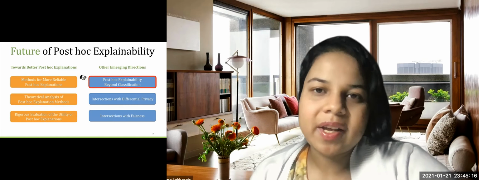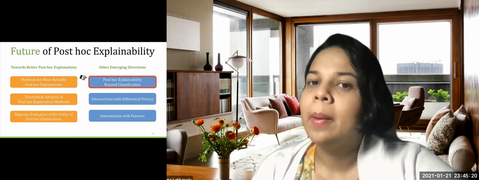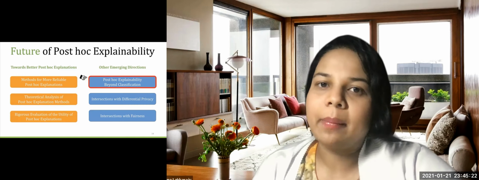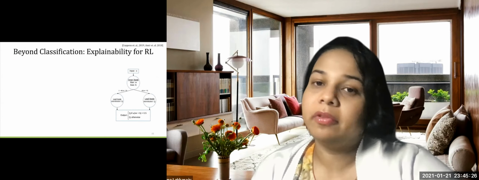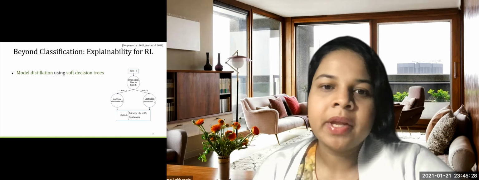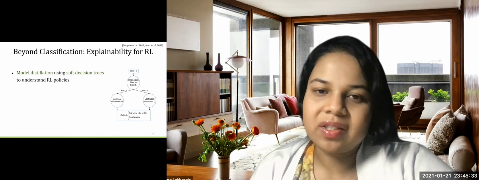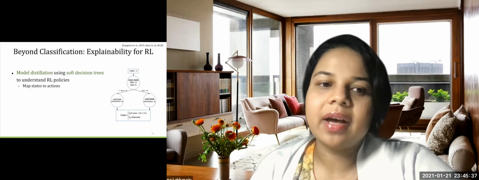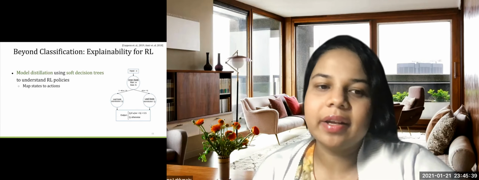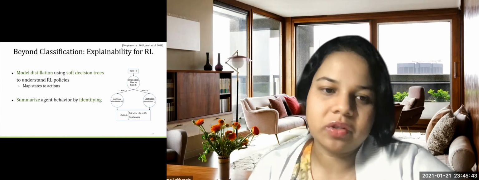A lot of this talk has been about post hoc explainability in the context of classification, but there has been some interesting work happening on post hoc explainability even beyond classification. For example, in the context of RL. There has been some work that uses model distillation techniques, for example, using soft decision trees to understand RL policies. The idea here is to map states to actions using decision trees.